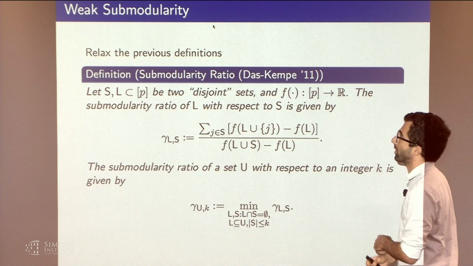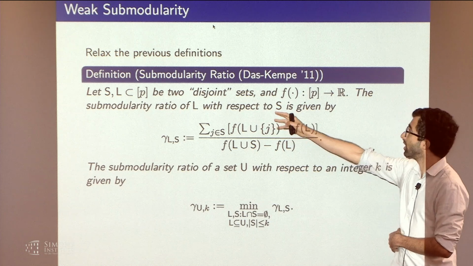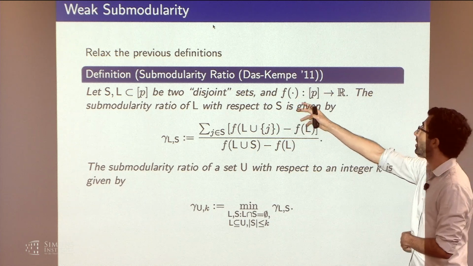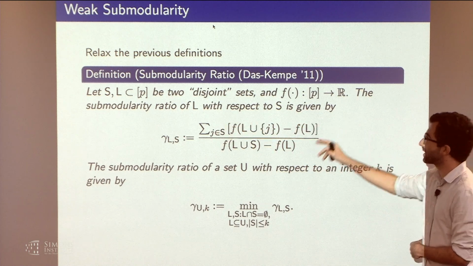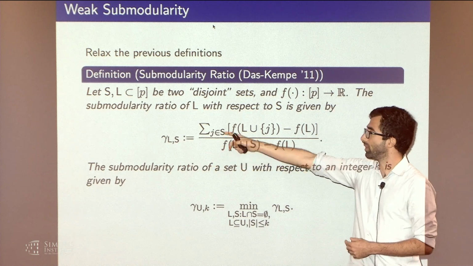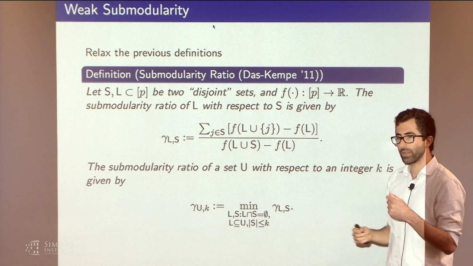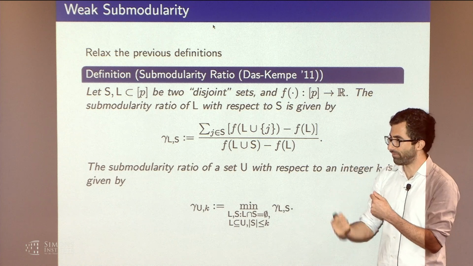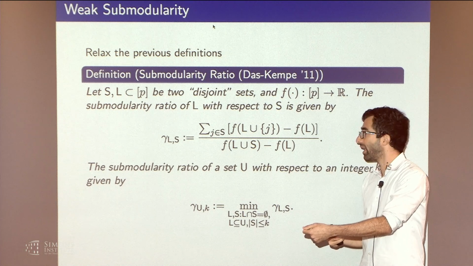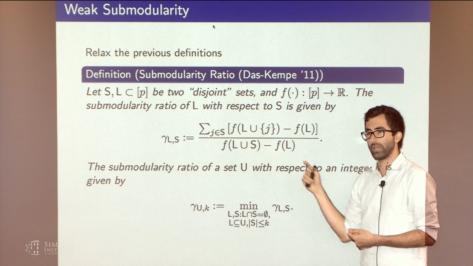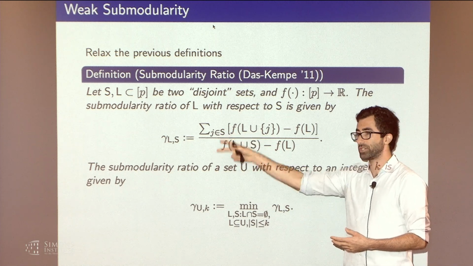And so they introduced the following concept. Suppose we take S and L to be disjoint sets, and we take F as a set function. Then the submodularity ratio of L with respect to S is given by gamma L comma S, which is the sum over J in S of F of L union J minus F of L. This is like taking L, adding each individual element J, and summing up how much each individually contributes. And then we divide that by F of L union S minus F of L. So now we take S all at once, put it all in, and see how much better we get. And we take this ratio.